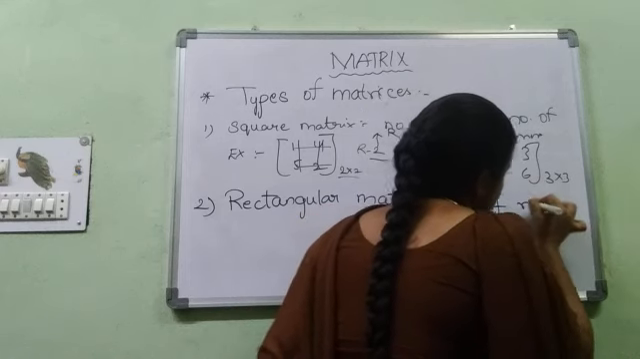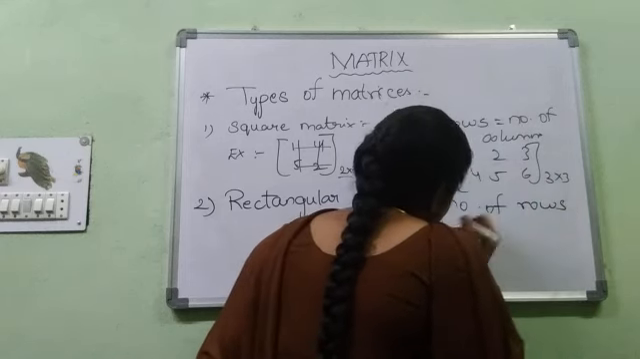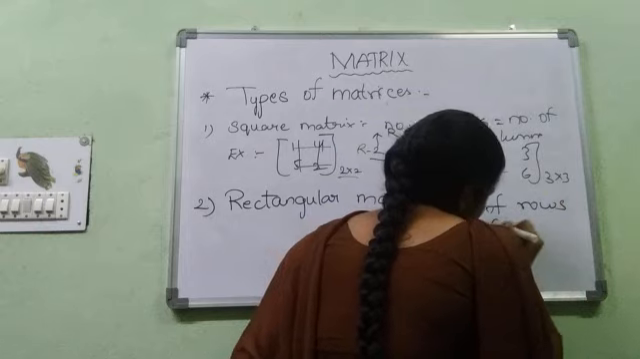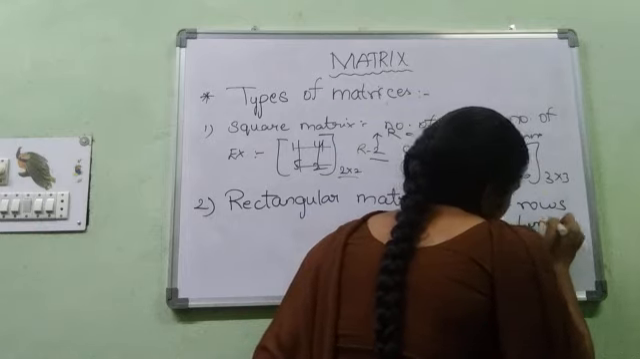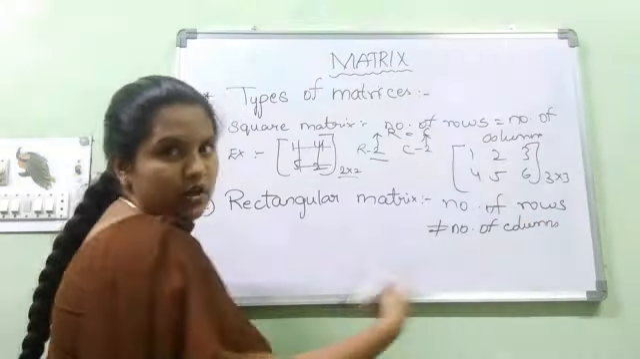Number of rows is not equal to number of columns. Okay. So number of rows is not equal to number of columns.